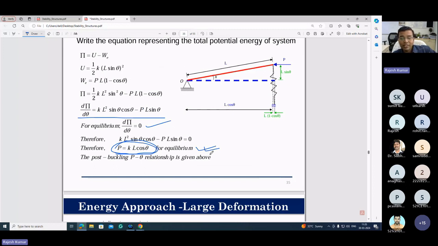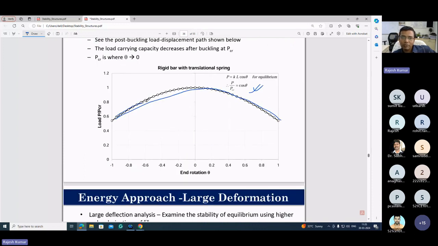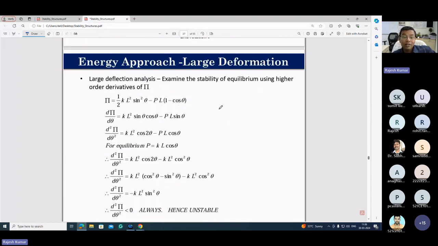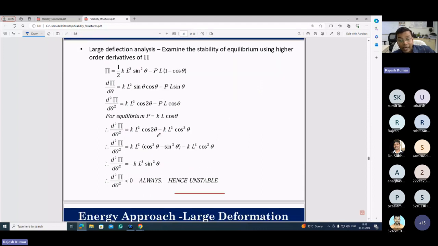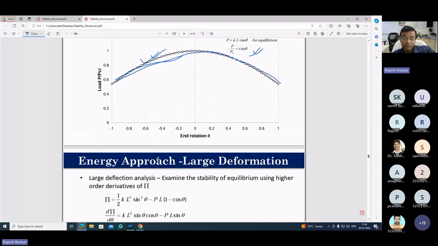Okay, so how does the cos theta graph look? It looks like this, isn't it? 0 to 1 on this side. So your graph is coming like this. This is your graph, plotted as P by PCR is equal to cos theta. Now you have to examine whether this path is stable or not. How to examine that? You have to find the higher order derivative, and once you find it, it is less than 0. Hence, this path is unstable.